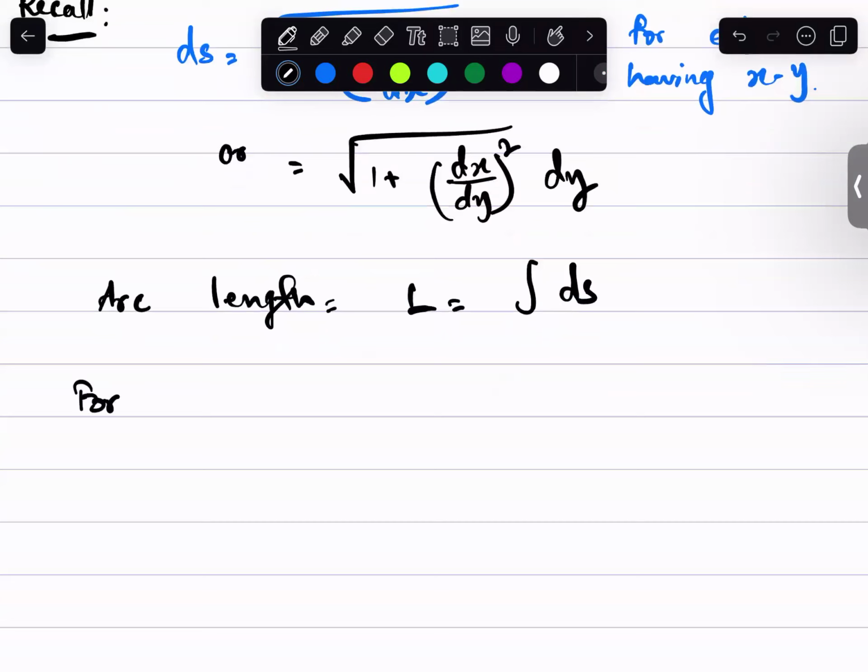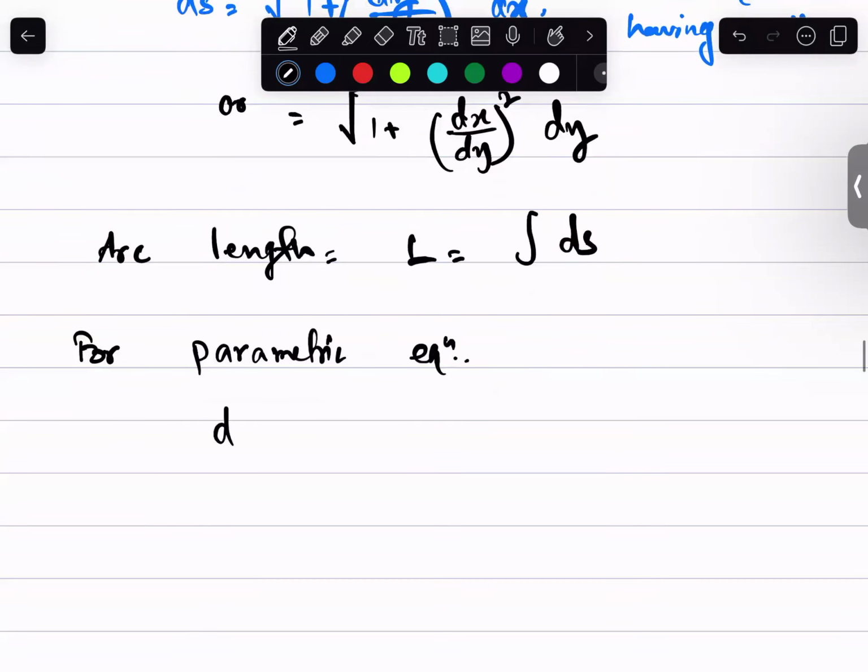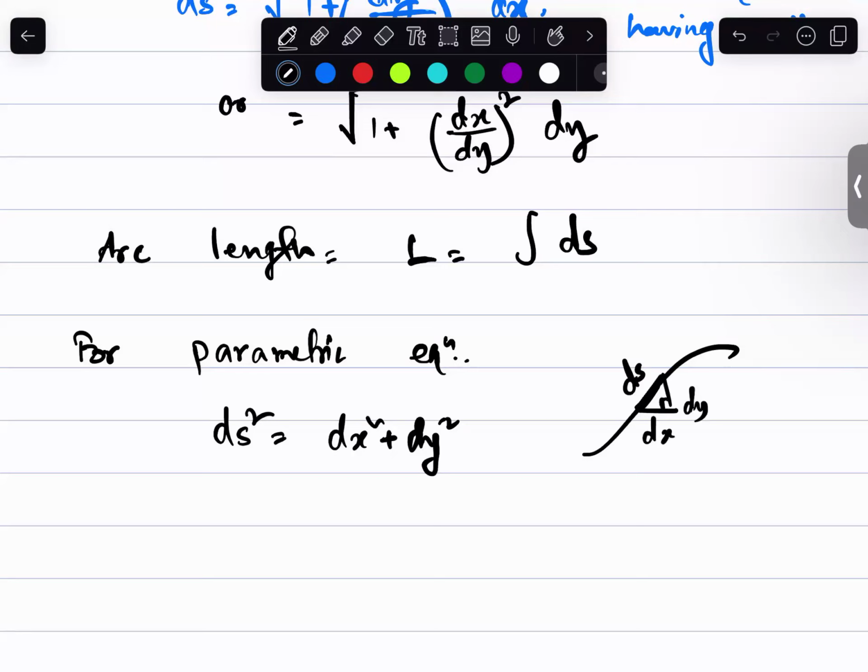So to get the expression for the arc length for parametric curves, we have something like this. For parametric equations, we know that ds squared is dx squared plus dy squared. How? Because say this is the parametric curve, and say this is a small little portion of the curve, and then this will be dx, this will be dy, this is a 90-degree angle. So by Pythagoras theorem, I can write this ds squared is the same as dx squared plus dy squared.